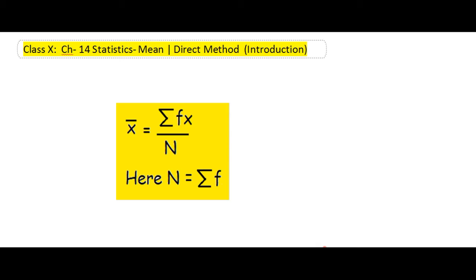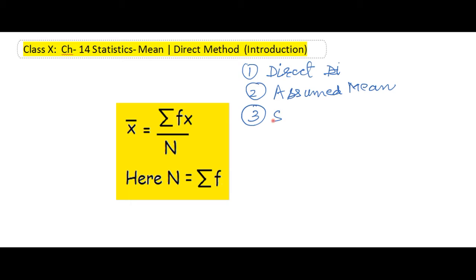Today we learn how to calculate mean using the direct method. In the class 10 syllabus, there are basically three methods of calculating mean. The first method is the direct method, which I am going to explain to you in detail. The second method is the assumed mean method, and the third method is the step deviation method.